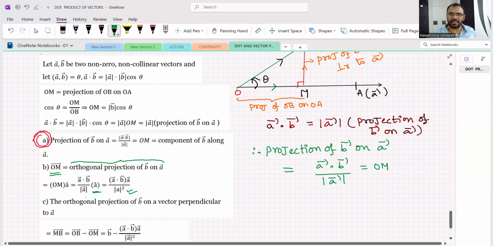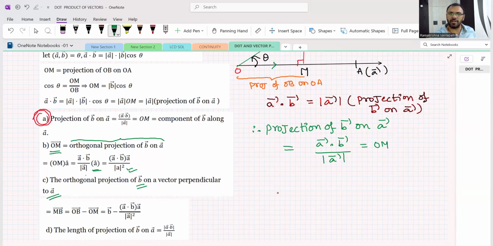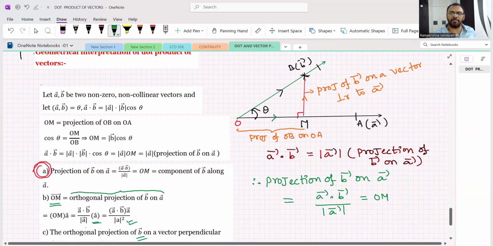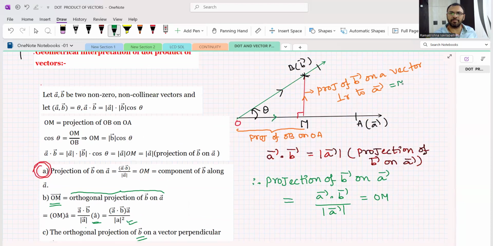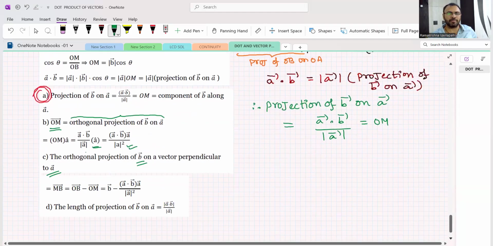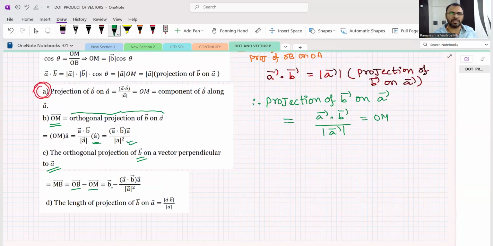Now there is another key point: the orthogonal projection of B bar vector on a vector perpendicular to A bar. See this one. That is nothing but MB bar. So what do you call MB bar? The projection of B bar on a vector perpendicular to A bar, not along the A bar. So that MB bar is nothing but OB bar minus OM bar. OB bar is nothing but B bar, and OM bar, just now we have derived, is A bar dot B bar into A bar by mod A square.